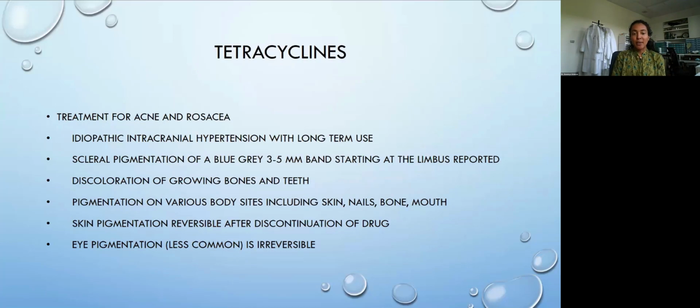Tetracyclines are treatment for acne and rosacea. These medications can cause idiopathic intracranial hypertension, especially with long-term use. You can also see scleral pigmentation in this 3 to 5 millimeter band starting at the limbus. Tetracycline, remember, causes discoloration of growing bones and teeth. Pigmentation of various body sites, including skin, nails, bone, and mouth, and these skin pigmentations are reversible. So if the medication is stopped, these changes can be reversed. But the eye pigmentation, which is less common, is irreversible.